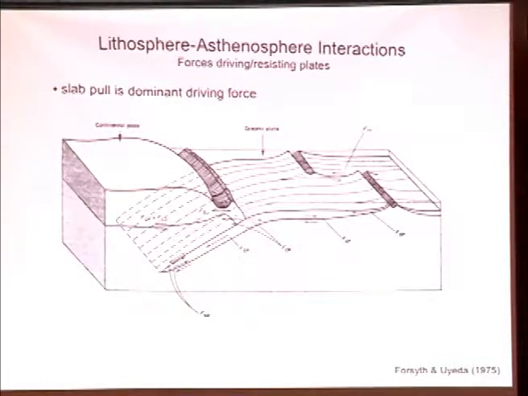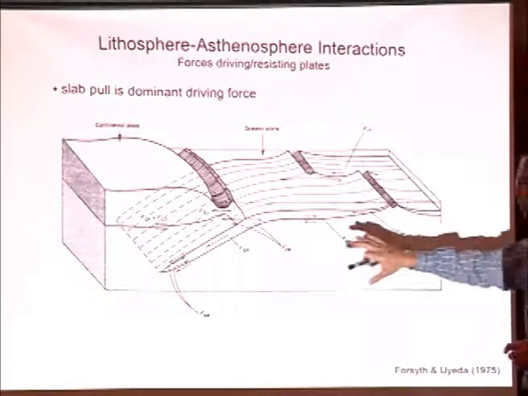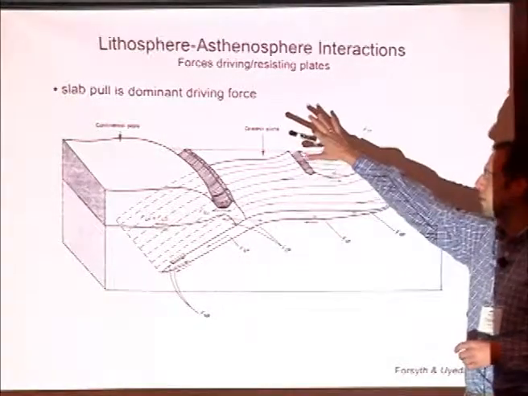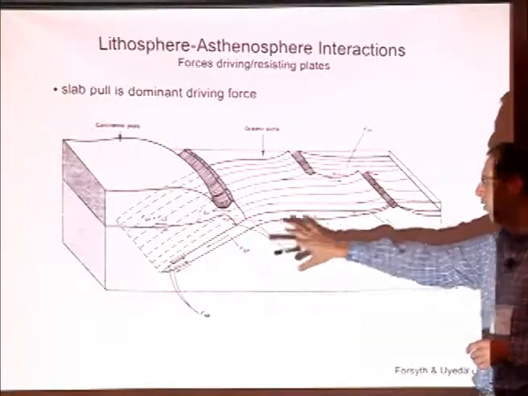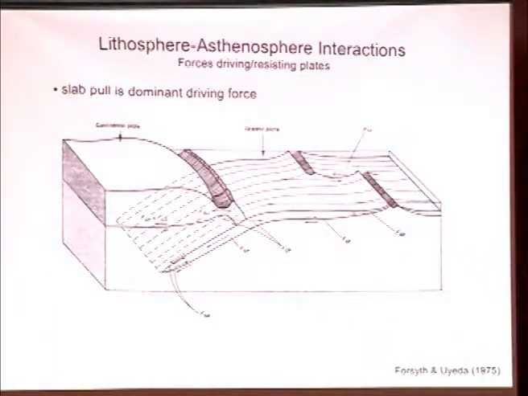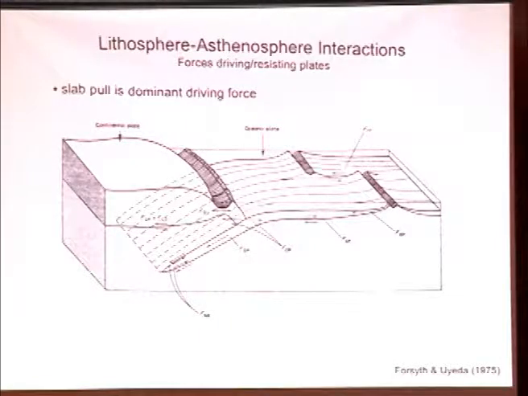But other things have been proposed and might be more or less reasonable. What I'd like to point out here is that while the dominant plate driving force is maybe slab pull, the dominant resisting force is usually considered to be viscous dissipation. So the force balance is due to viscous dissipation.